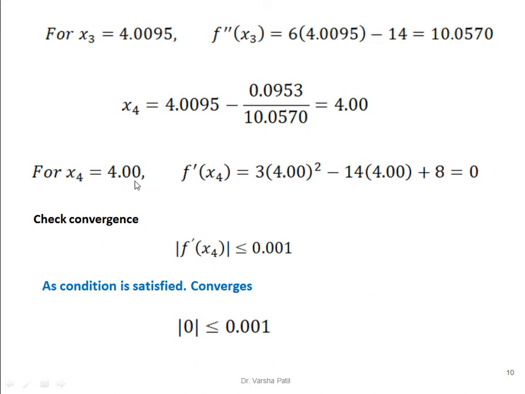For x4 we again calculate the first order derivative and check the convergence criteria. Now the first order derivative is 0, that is, the derivative of a constant is always 0. So here we are getting the constant value, that is, the minimization point has arrived. We check the convergence. Now f dash x4 is 0.0001. Here the condition is satisfied and we stop, and we are getting the minimization for that particular function, that is f of x.